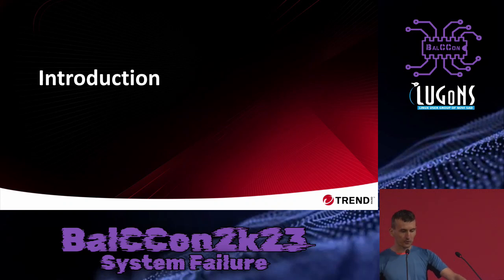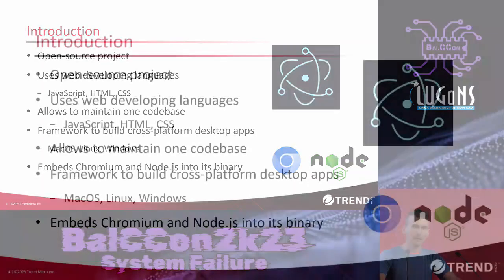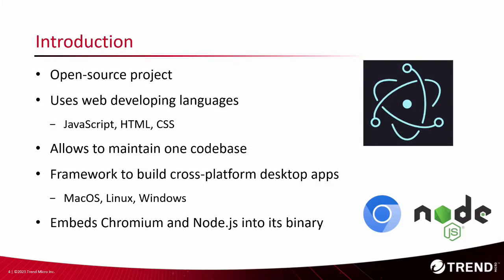So, an introduction to the Electron.js framework, if you haven't heard about it before. It's an open source project where the developer uses web development languages like JavaScript, CSS, or HTML. So he has one code base, he writes the code, and then the developer can build that one source code for all 3 different platforms: macOS, Linux, and Windows.